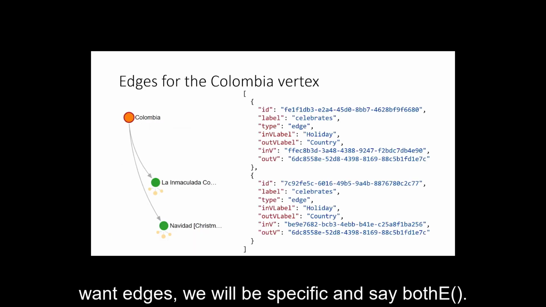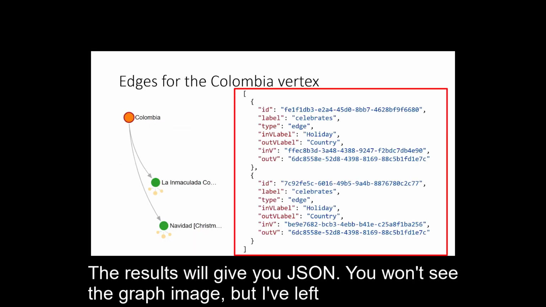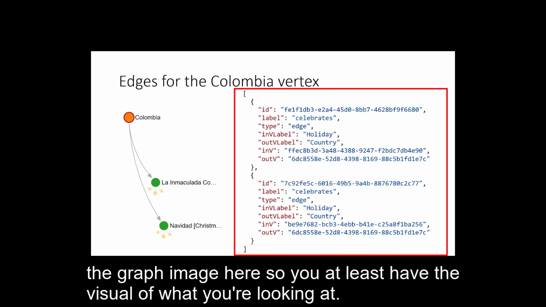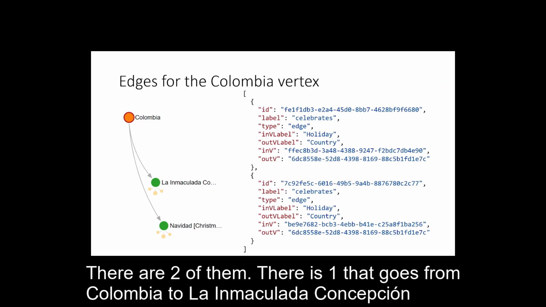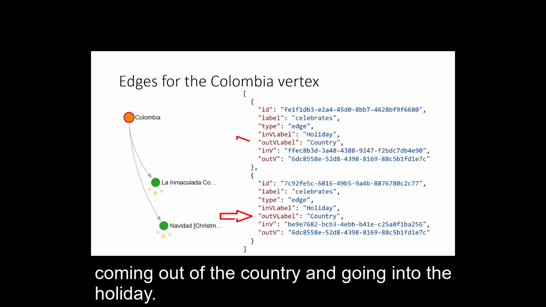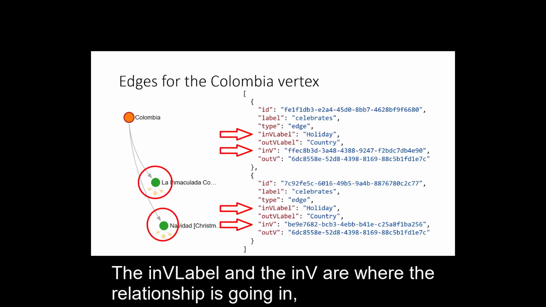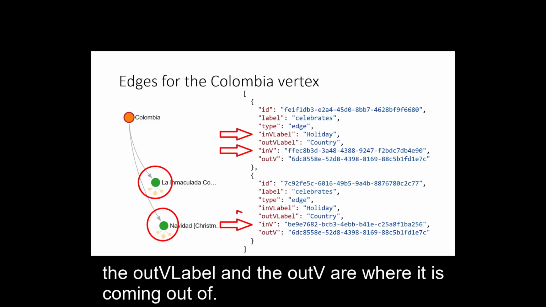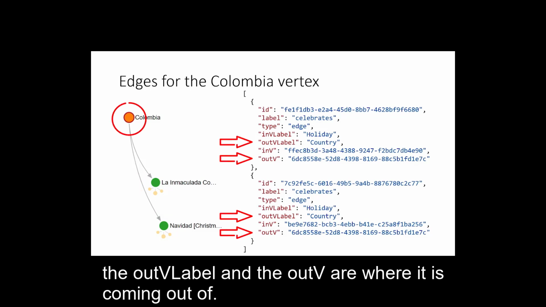The results will show you JSON. You won't see the graph image, but I've left the graph image here so that you at least have the visual of what you're looking at. There are two of them. There's one that goes from Colombia to the Immaculate Conception and one to Christmas Day. Both of those, they start coming out of the country, going into the holiday. The inV label and the inV, where's the relationship going in? The outV label and the outV, where is it coming out of?